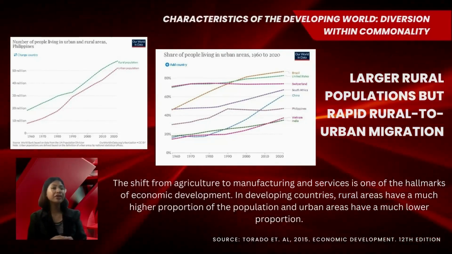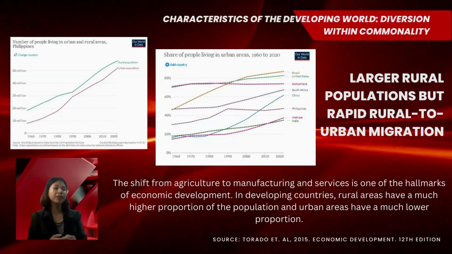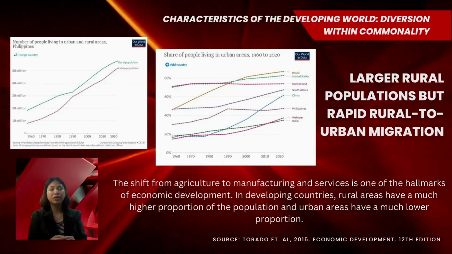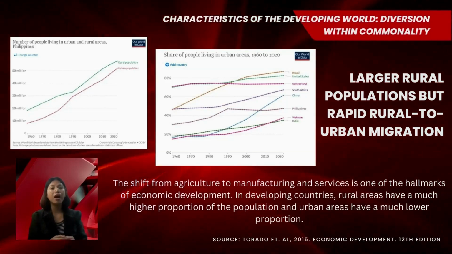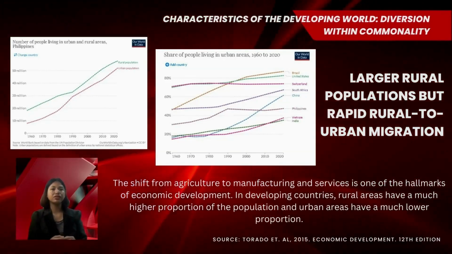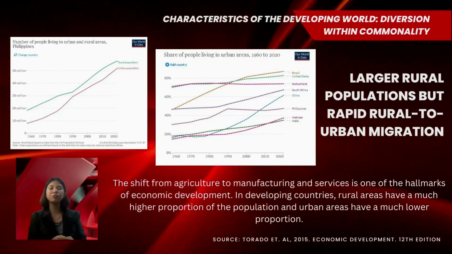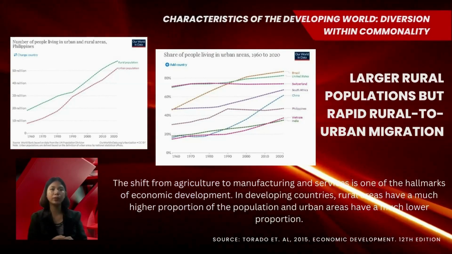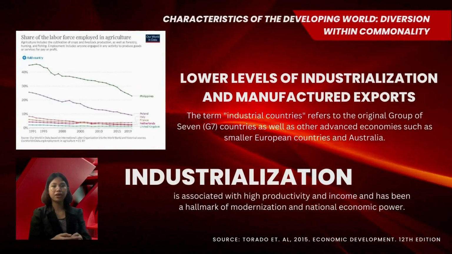As you can see, there are still more people living in the rural areas than in urban areas in the Philippines in 2022. This suggests that many are still sparsely populated, have low housing density, and are located far from urban centers. The chart shows that urbanization increased from 46.99% in 1990 to 47.41% in 2020. Lower levels of industrialization and manufactured exports.